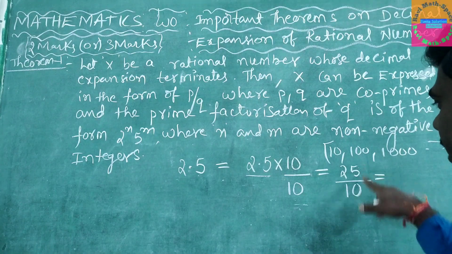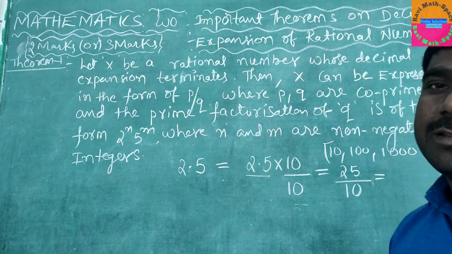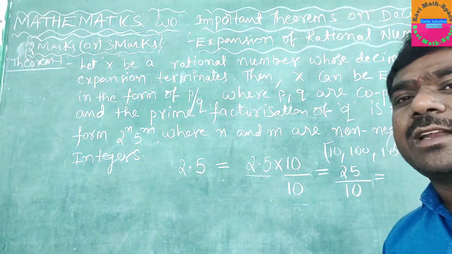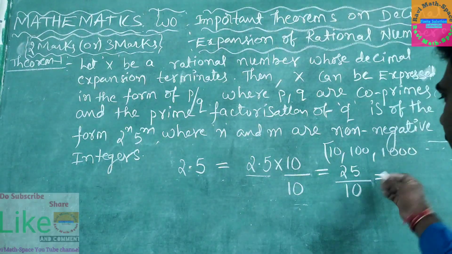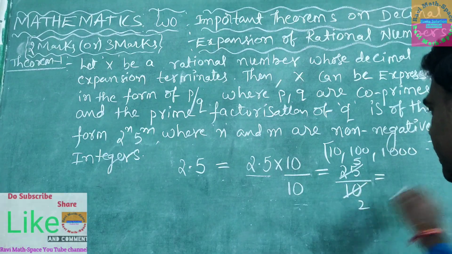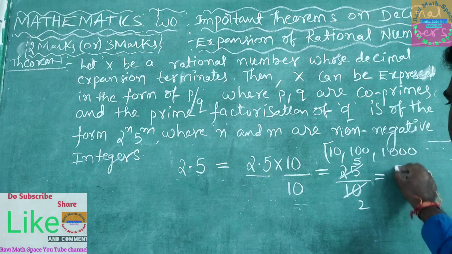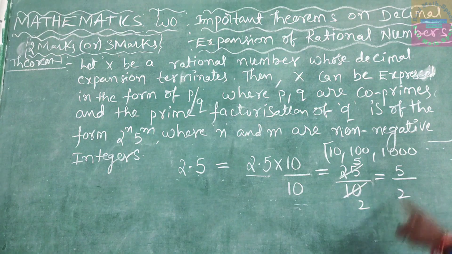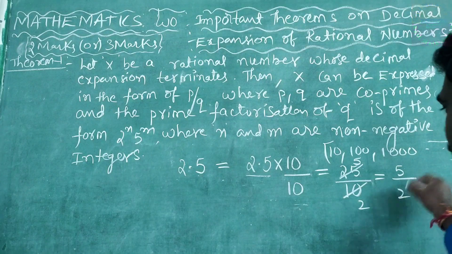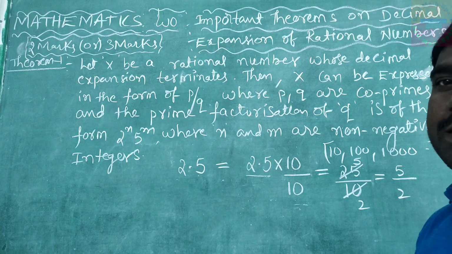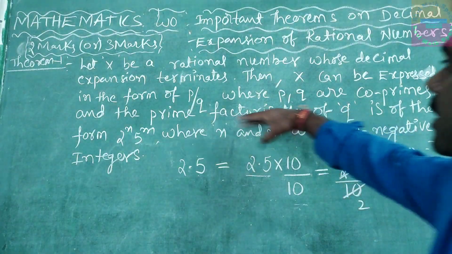Can you tell me, are 25 and 10 coprime? Not. Why? Because there is a common factor here. What is the common factor? 5. Now divide by 5. 5 5s are 25, 5 2s are 10. What will we get there? We are going to get the answer 5 by 2. Now 5 and 2, that means P and Q, are coprime numbers. Up to here, finished.